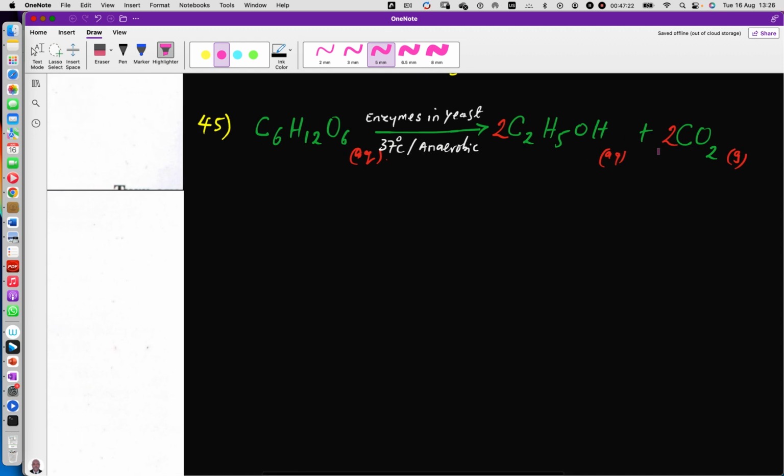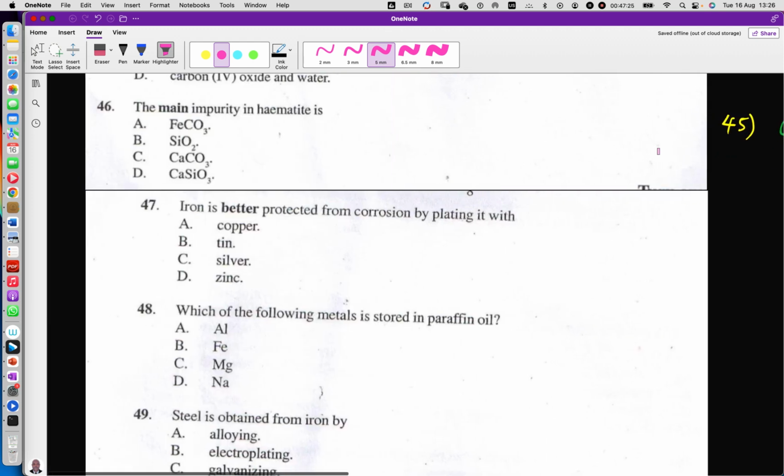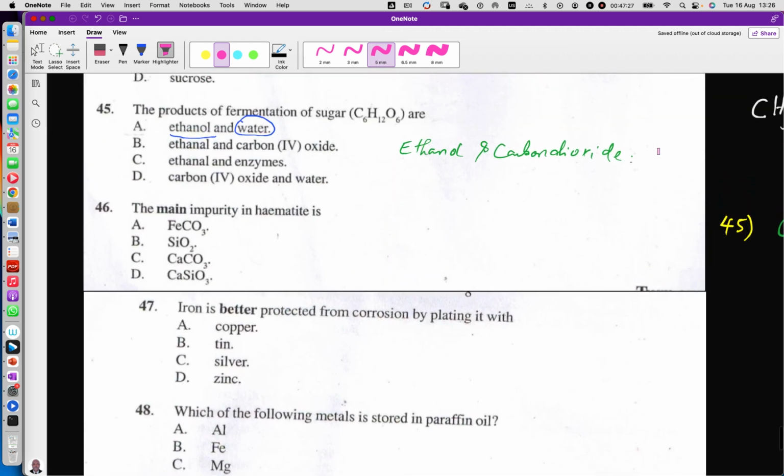But the examiner has given ethanol and water. So I don't really know. The right answer is ethanol and carbon dioxide. For this one, I will not tick because it does not comply. It's supposed to be ethanol and carbon dioxide.